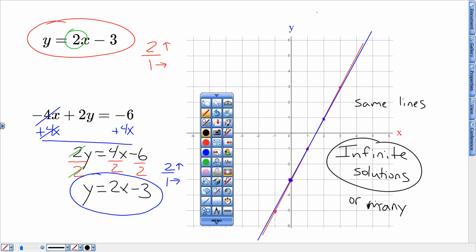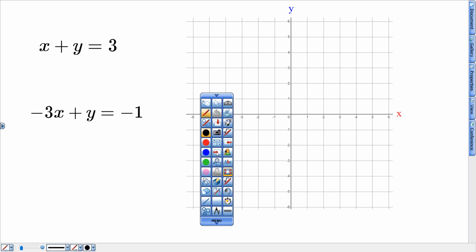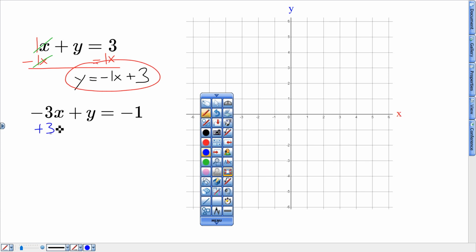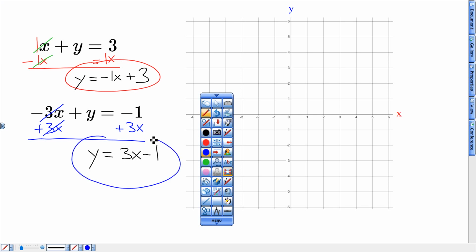All right, here we go. Next, this one, of course, is going to be a one solution. So this 1x, I'm going to take away 1x on both sides. That will cancel this away and give me y equal negative 1x plus 3. That one's ready to graph. Next one, adding 3x. Bring that y down. Third word is wave. That one's ready to graph.